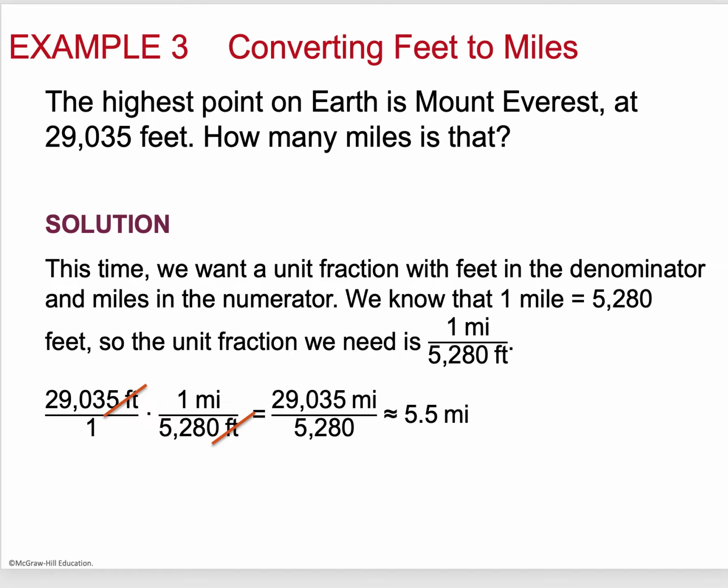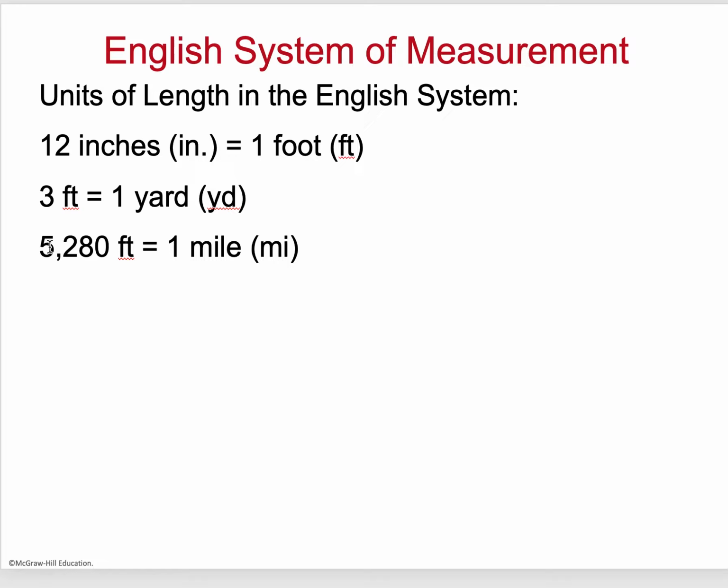So what about this? What if I want to convert the highest point on Earth, Mount Everest, at 29,035 feet? How many miles is that? Well, I'm going to go back to my slide that has the conversion factors, and I have two ways to write this. Either it's 5,280 feet divided by 1 mile, or it's 1 mile divided by 5,280 feet.